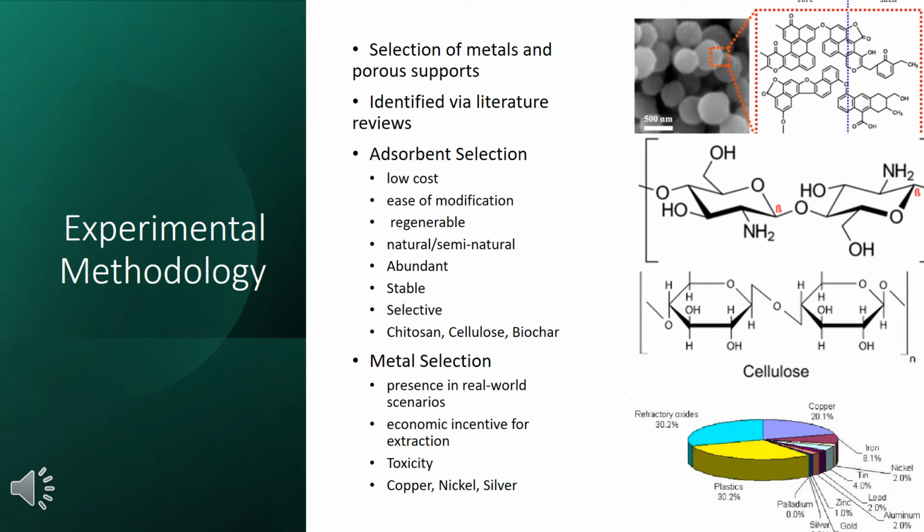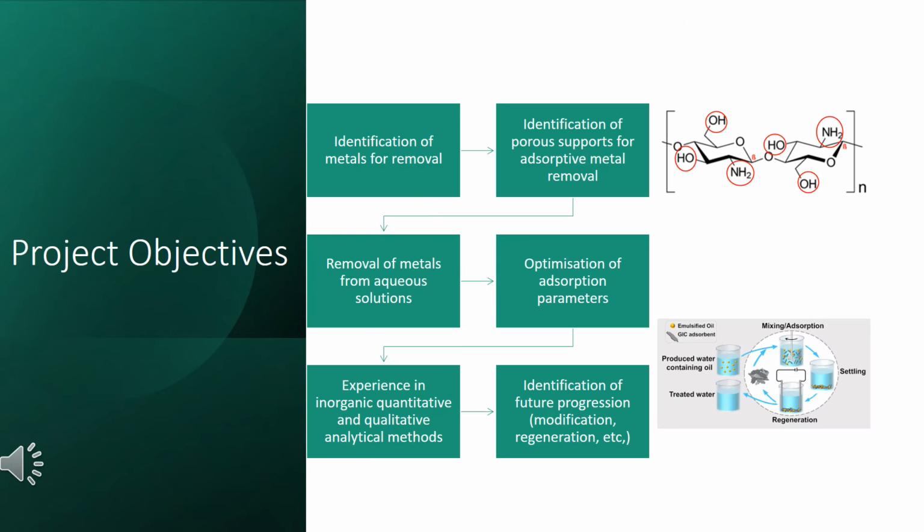The experimental methodology began with selecting metals and adsorbents, which were identified through literature reviews. Selected adsorbents were chitosan, cellulose, and biochar. These were selected based on the criteria of being cheap, easy to modify, regenerable, natural, abundant, stable, and selective. Copper was selected as a metal for its presence in real-world scenarios. Nickel was selected based on its toxicity, and silver was selected based on its economic value.